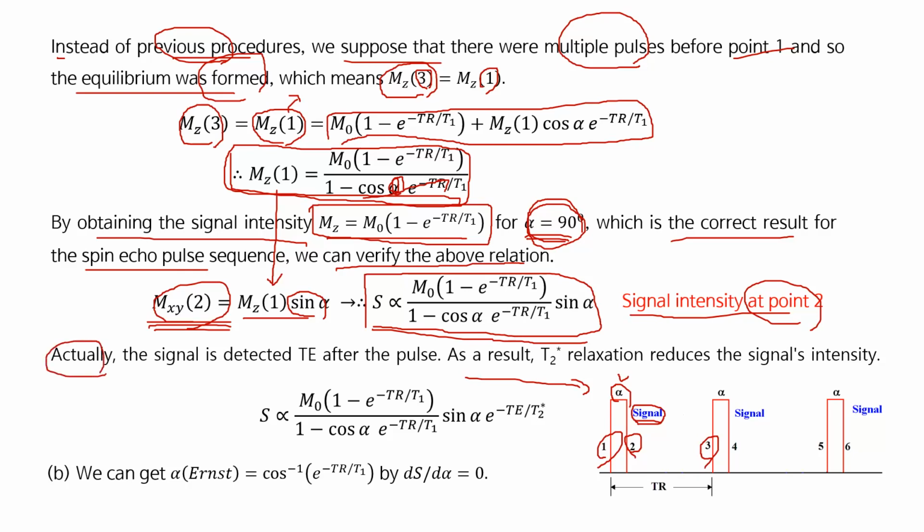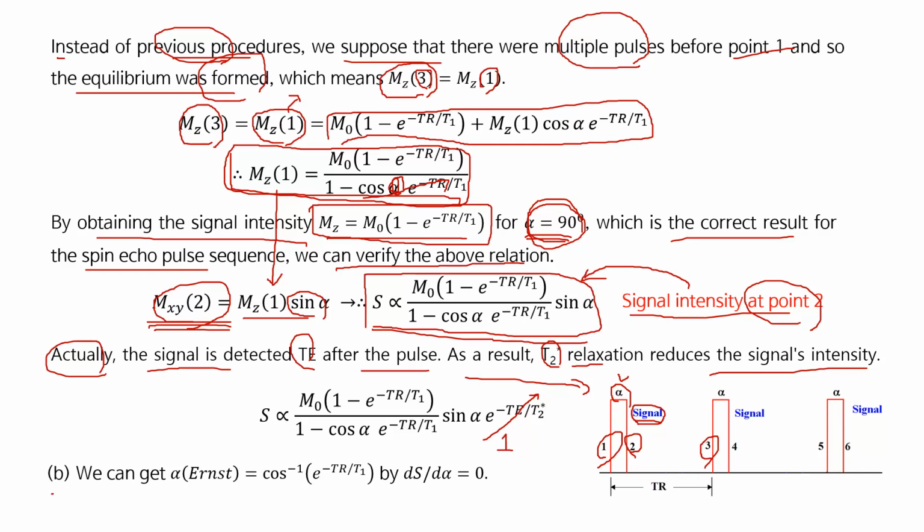Actually, the signal is detected TE after the pulse in the GRE pulse sequence. As a result, T2 star relaxation reduced the signal intensity. But in the GRE pulse sequence, alpha is very small, so we can get this term as 1. So you can assume the first signal has this form.